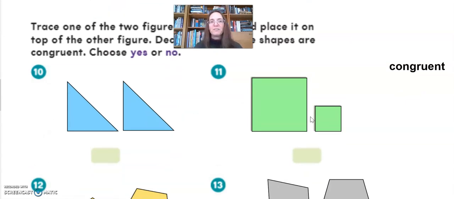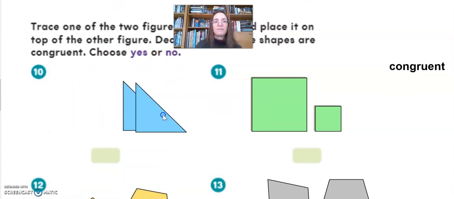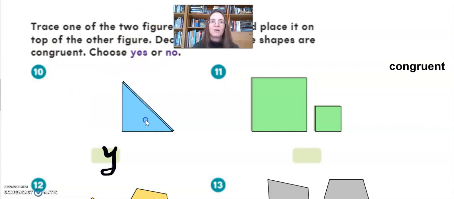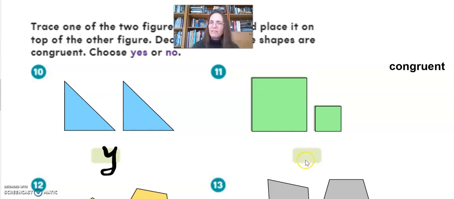So a great way to do this is to cut out shapes and put them on top of one another. But as time goes on, you're also looking to say, can you develop some intuition about this stuff? So, are these two figures congruent? I am predicting yes. Now we will check by sliding it over, and yes, they are congruent. Same shape, same size.